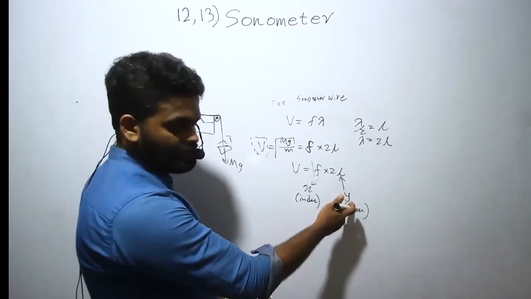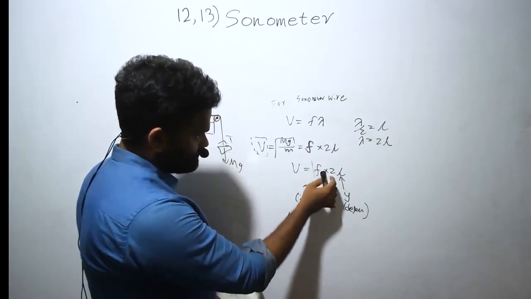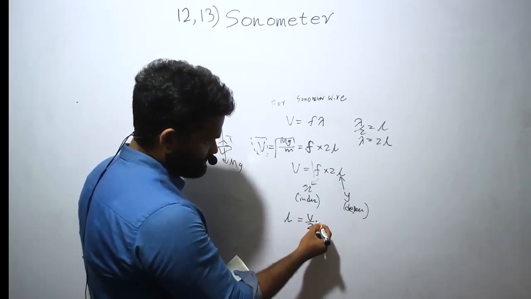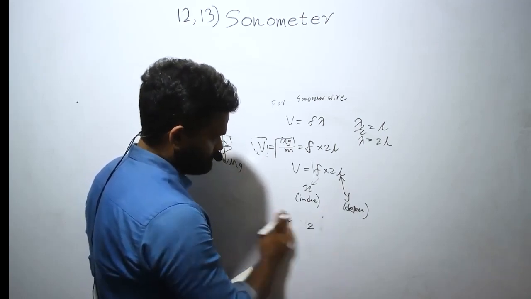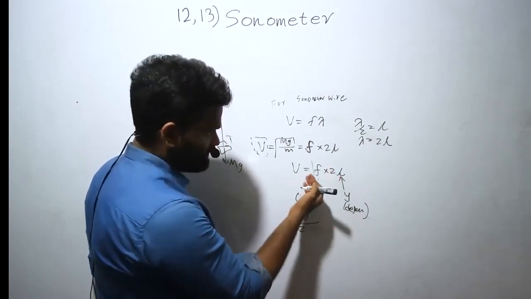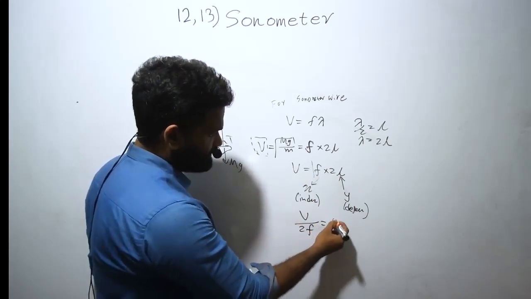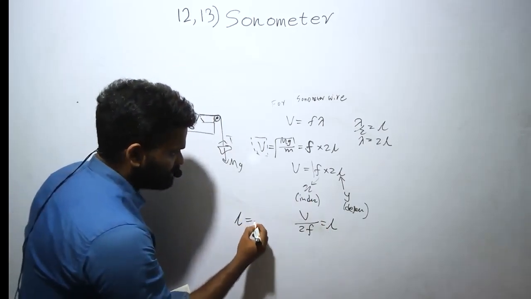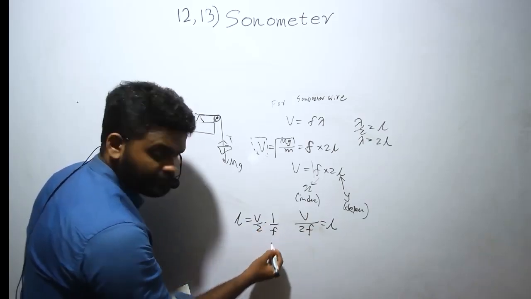So usually this V, I'm going to make the subject L. So F times 2 goes to the other side, right? So it becomes V over 2. You can write it as V over 2F, just cross multiply. You had to make L the subject. V over 2F equals L by cross multiplying that. Then you can change sides. L is equal to what? V over 2. Instead of 1 over F, you can separately write it like this.